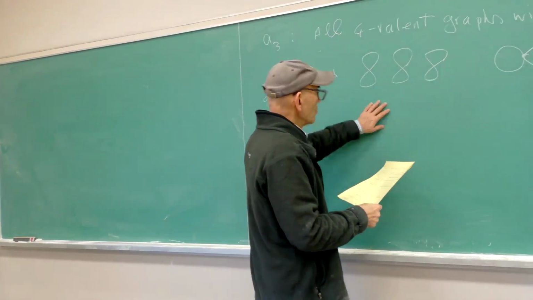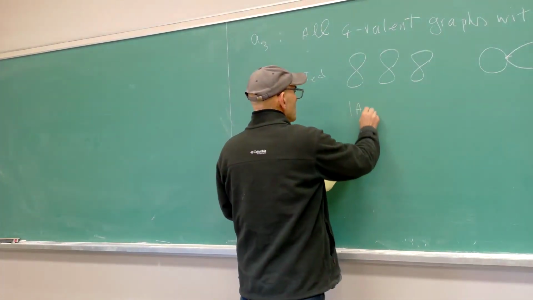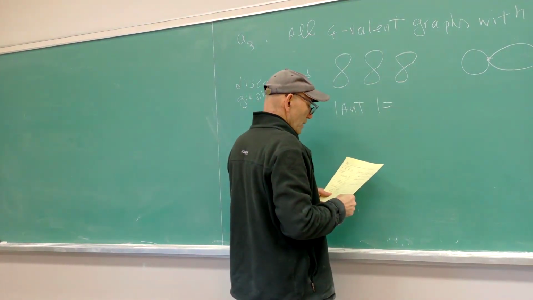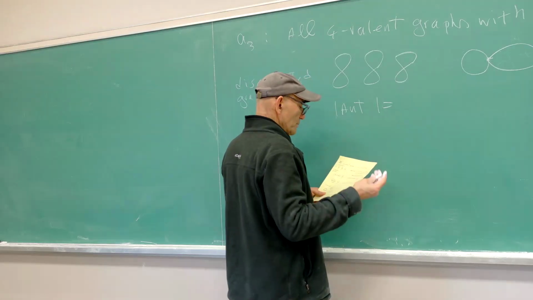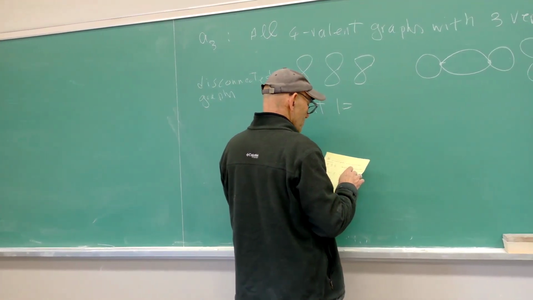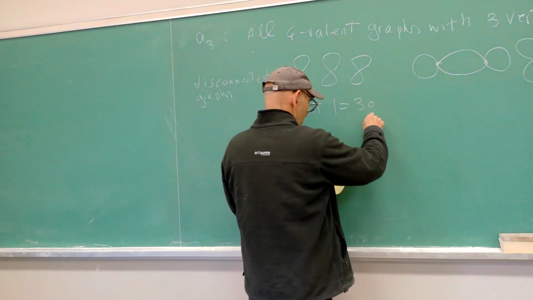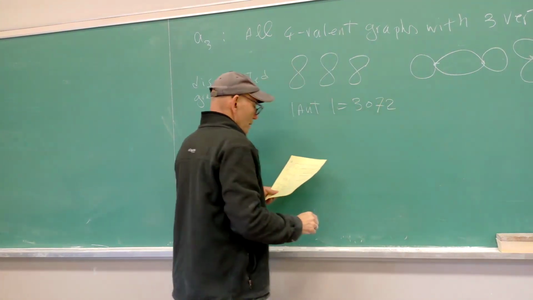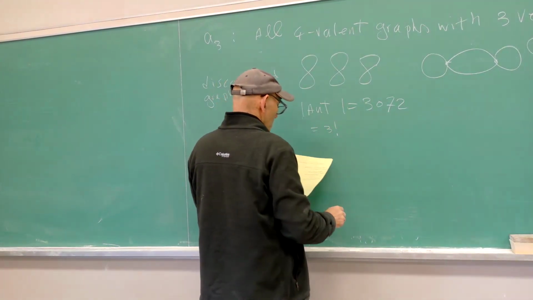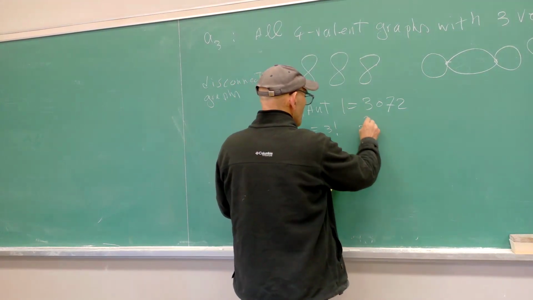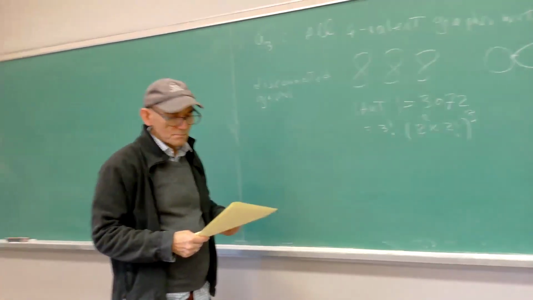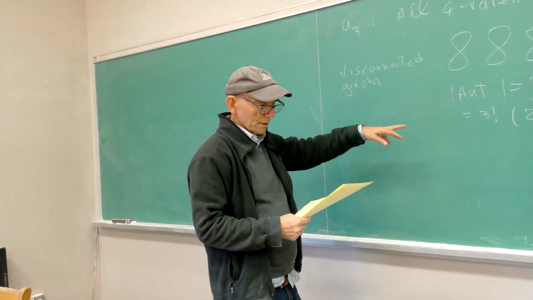So then if you compute the order of the automorphism group here, in this case you easily compute that. Let me write the answer and then I'll tell you why. You get 3072. This is actually equal to 3 factorial times 2 to the 2 times 2 factorial to the power of 3. If you think about it, you get that thing.